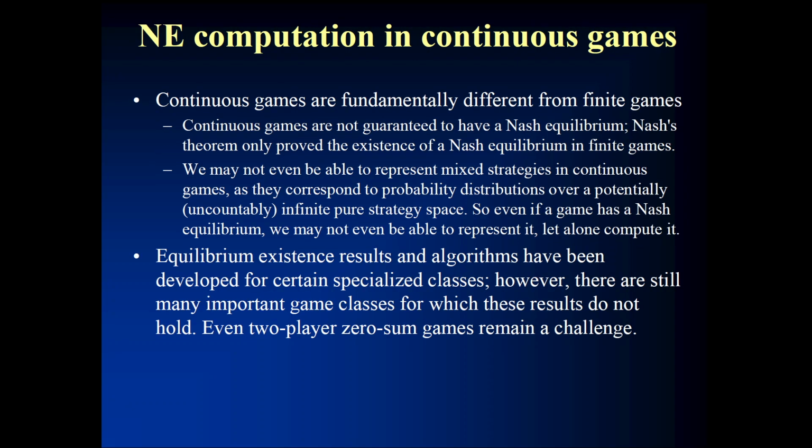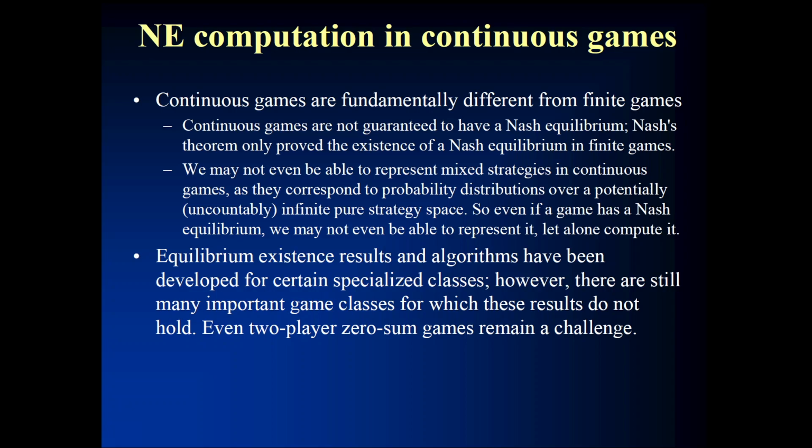Now, continuous games are fundamentally different from finite games. In a continuous game, the strategy space, I'll define it formally later, the set of pure strategies is potentially infinite. Now, one difference is that continuous games are not even guaranteed to have a Nash equilibrium. The theorem of John Nash only proved existence in finite games.